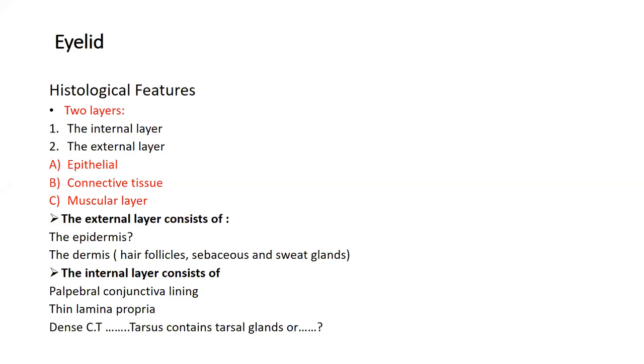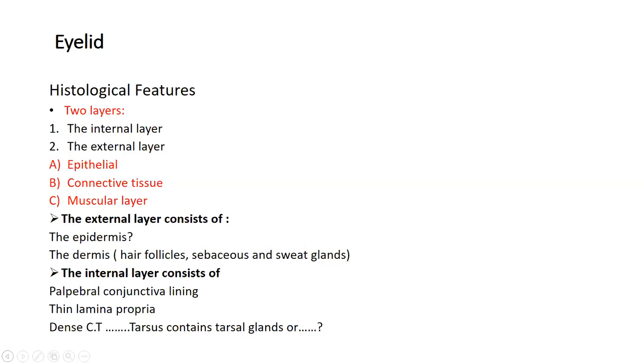So what is epidermis here? Epidermis here is the type of epidermis that covers the surfaces of the body. So which is that? It is stratified squamous keratinized epithelium. Next layer is dermis. Dermis is made up of hair follicles, sebaceous and sweat glands. So these are basically appendages of the skin that are present in the dermis.